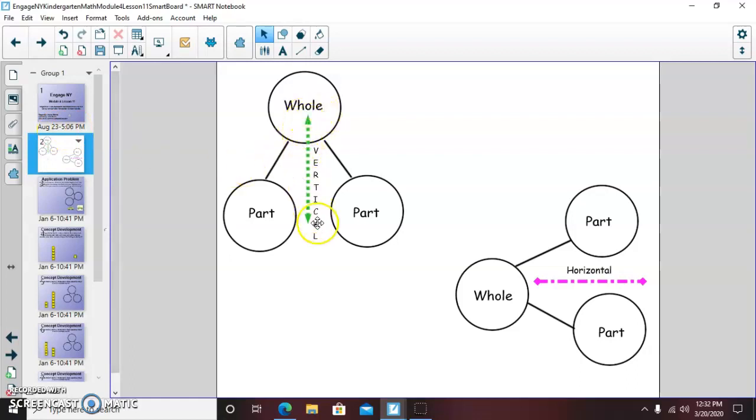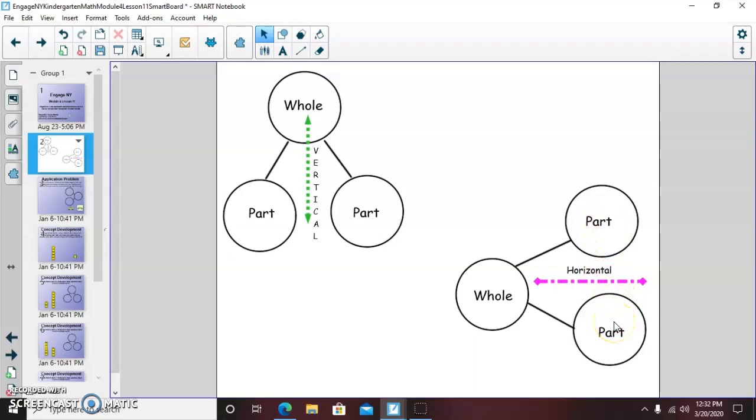Vertical means up to down, or top to bottom. So our whole is at the top and our parts are at the bottom. That's vertical. Horizontal, our whole is on the left and our parts are on the right here.